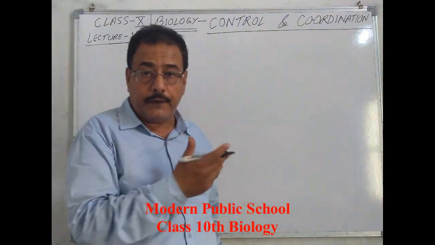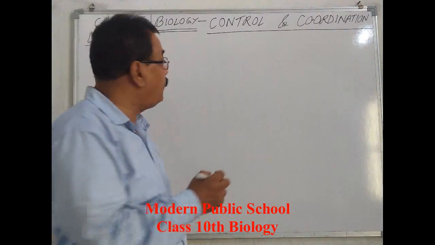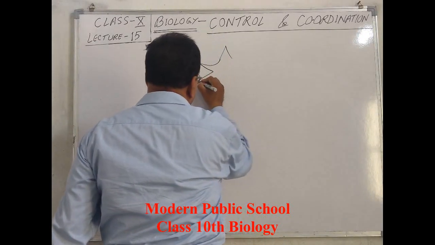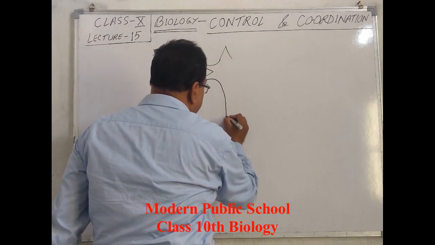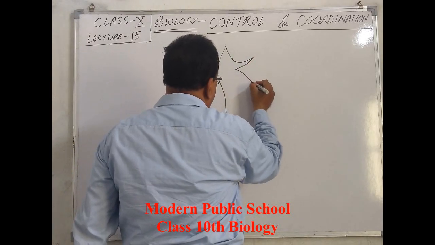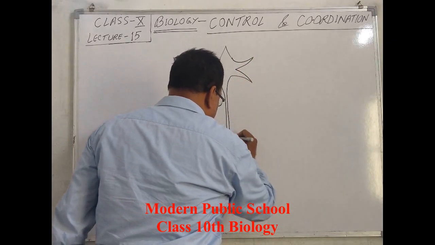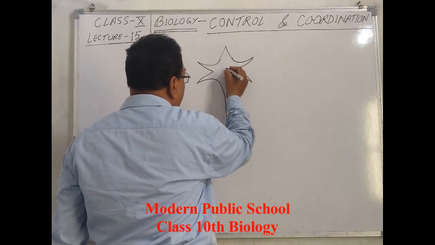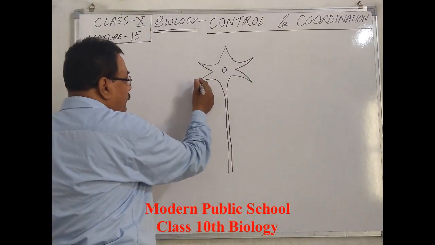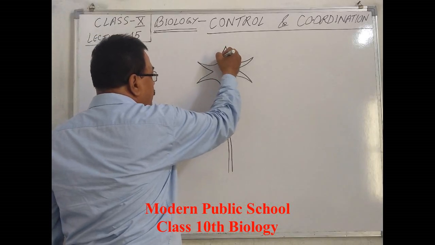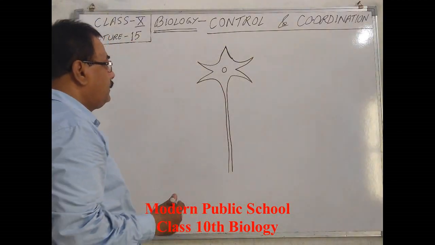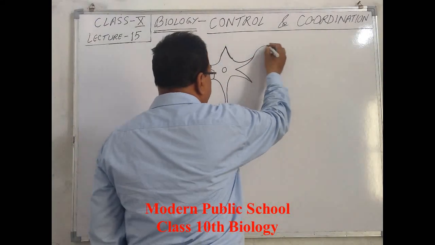So I am drawing a diagram of a neuron on the board. Suppose this is a neuron. A neuron is a typical structure in an animal's body. Only the nerve cell or neuron is of this shape. Its shape is very peculiar. Any student can see this here.